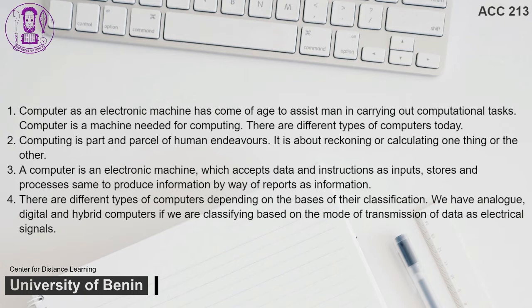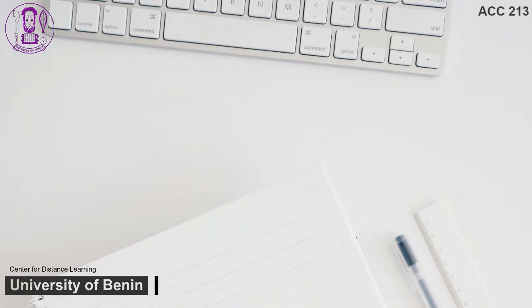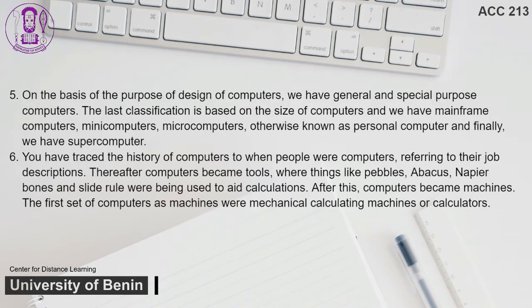We have analog, digital, and hybrid computers if we are classifying based on the mode of transmission of data as electrical signals. 5. On the basis of the purpose of design of computers, we have general and special purpose computers. The last classification is based on the size of computers, and we have mainframe computers, mini computers, microcomputers, otherwise known as personal computers, and finally, supercomputers.